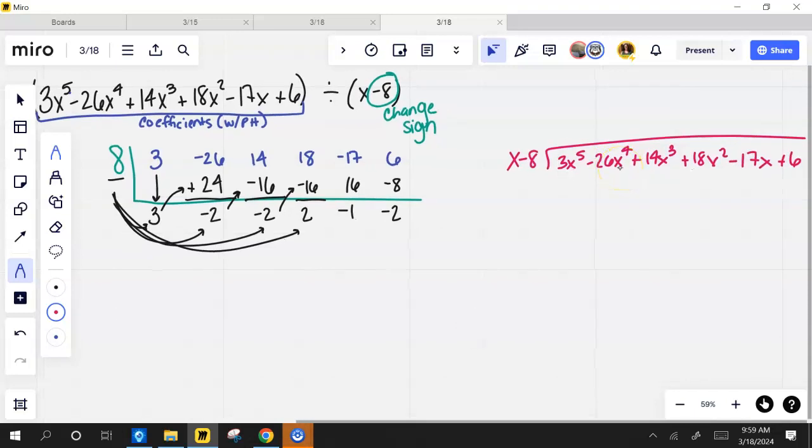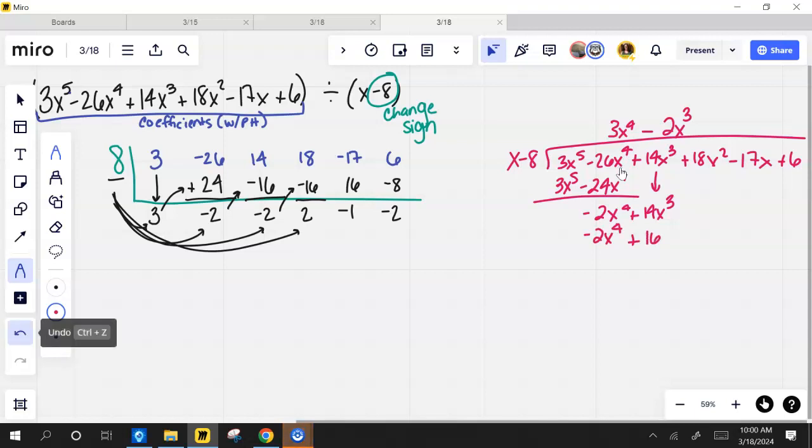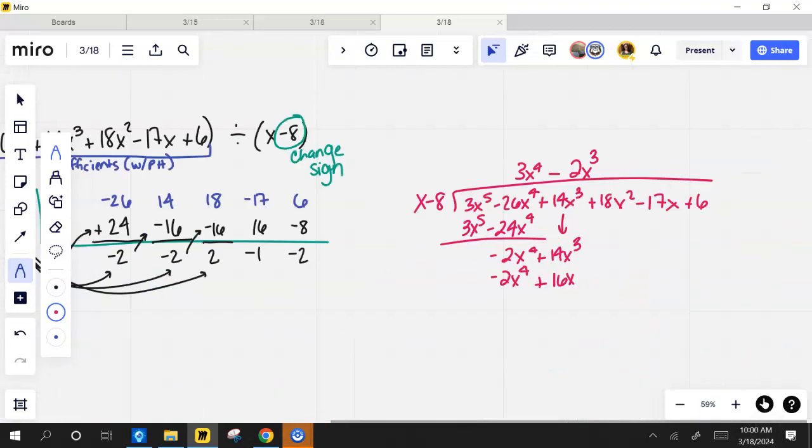So let's see, I need a 3x to the 4th. That gives me 3x to the 5th minus 24x to the 4th. It would be negative 2x to the 4th minus 2x cubed. Remembering how to do all this? Plus 16x. Is that right? What did I do? Oh, yeah. Never mind, because I got to subtract. Come back.